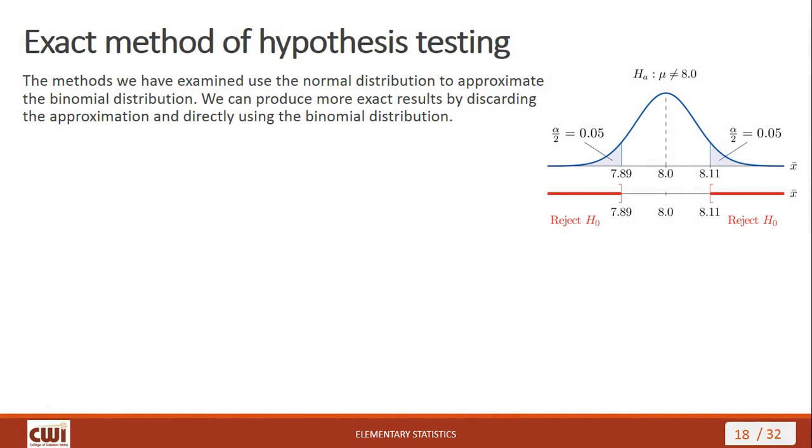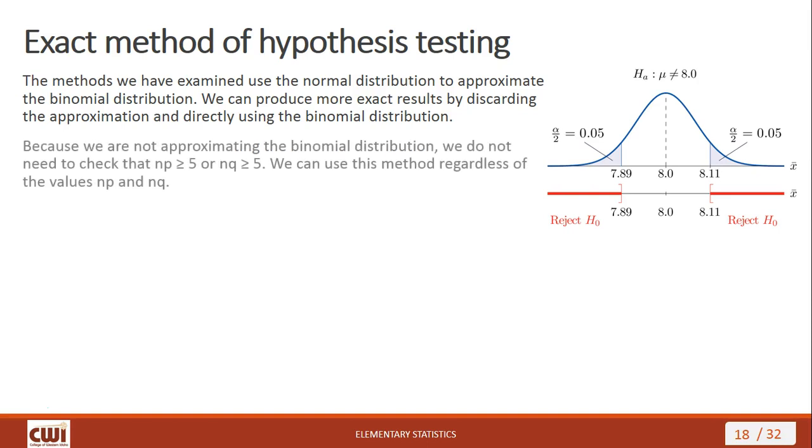I mentioned before there's an exact method of hypothesis testing. So the methods we have examined use the normal distribution to approximate the binomial distribution. We can produce more exact results by discarding the approximation and going directly to the binomial distribution. Hence, this is called the exact method.